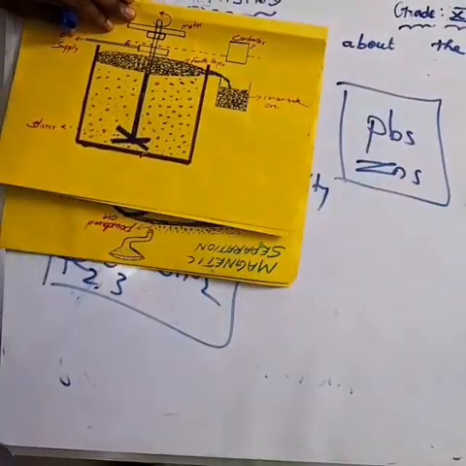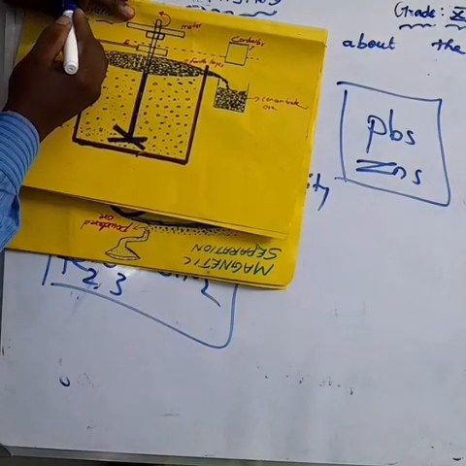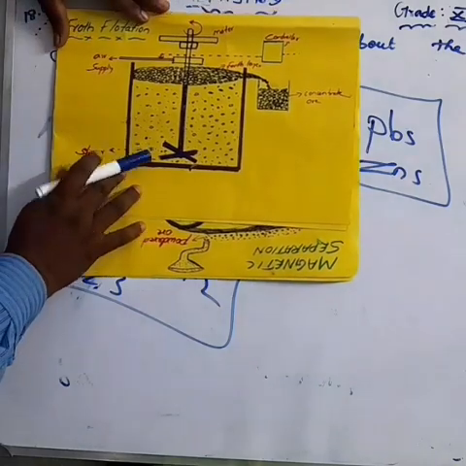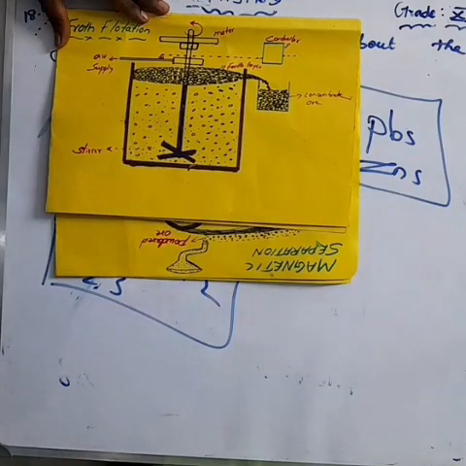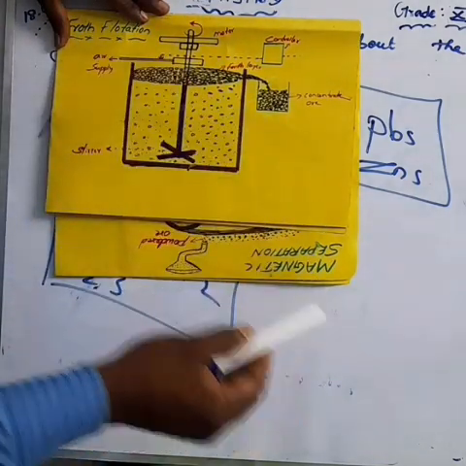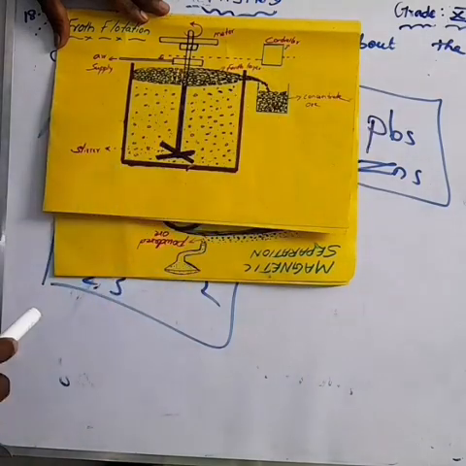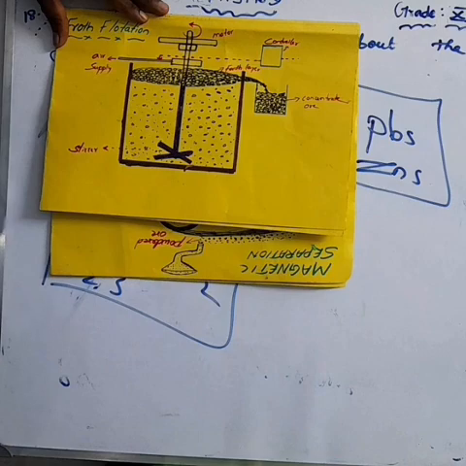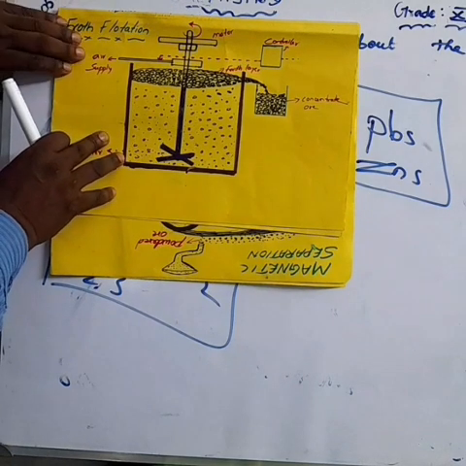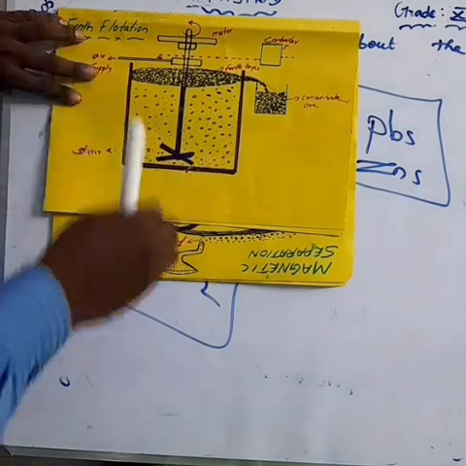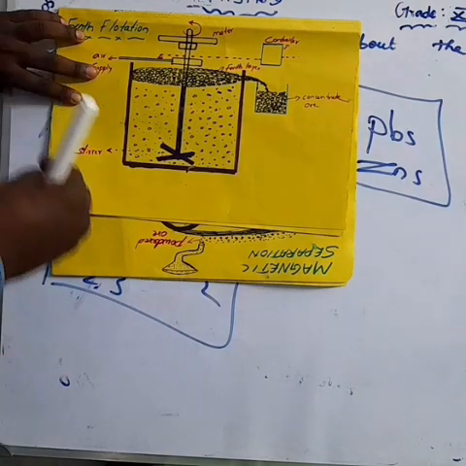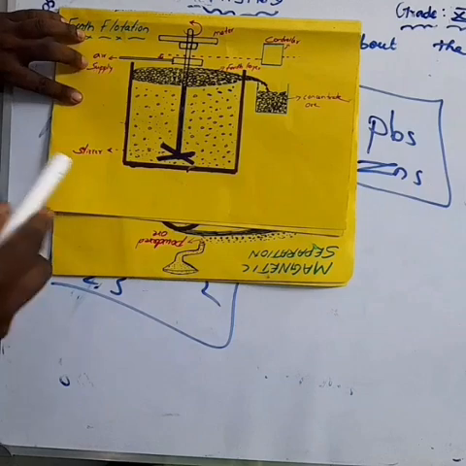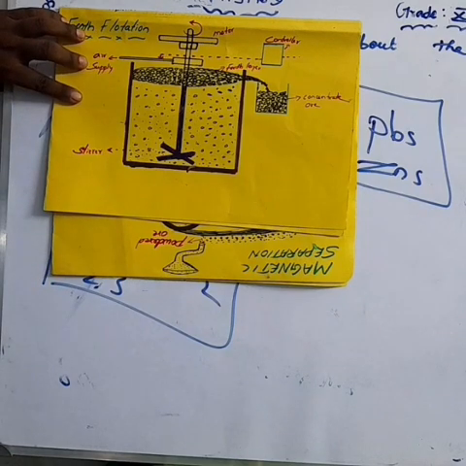In this method, the metallic ore particles, which are preferentially wetted by oil, can be separated from gangue. What is gangue? Impurities. In this method, the metallic ore particles which can be wetted by oil can be separated from gangue.